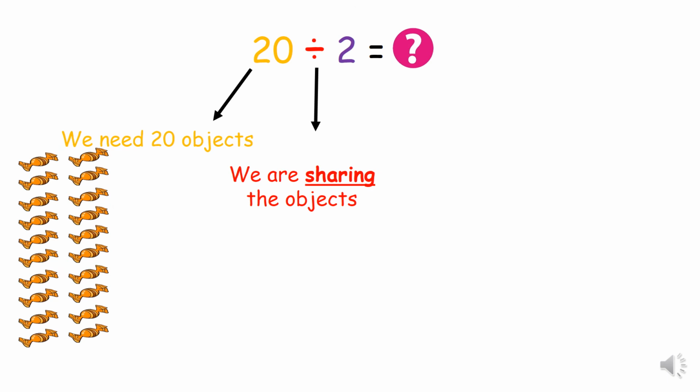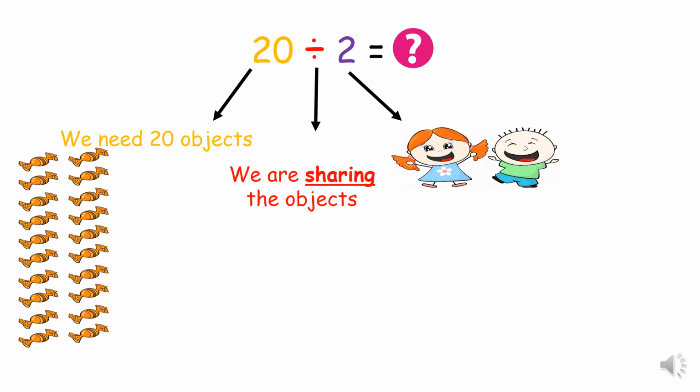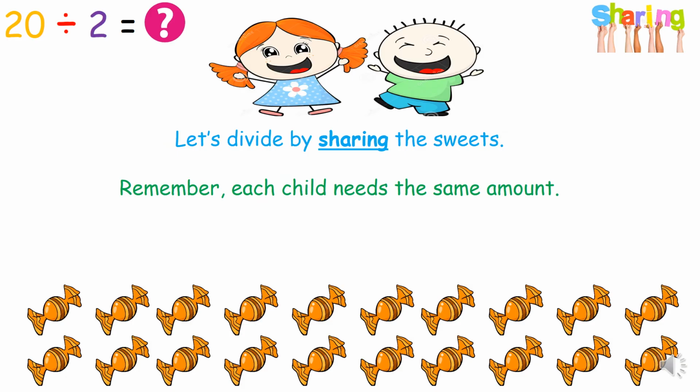So the first method we're going to use is sharing. So we're going to share our objects. Now we're going to share our objects between some people. How many people can you see there? There's 2 people. So we're going to be sharing our 20 sweets between 2 people. So now we're going to divide them by sharing the sweets. Remember, each child needs the same amount, so it's fair and equal.